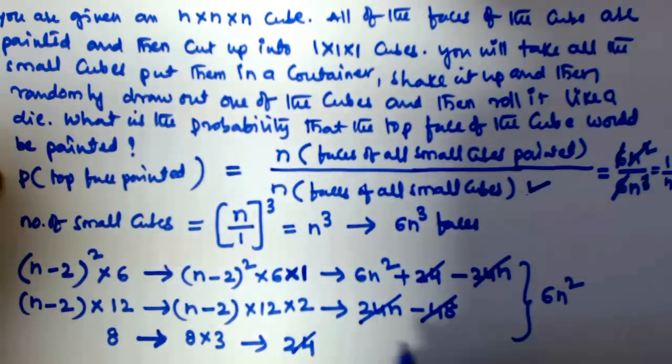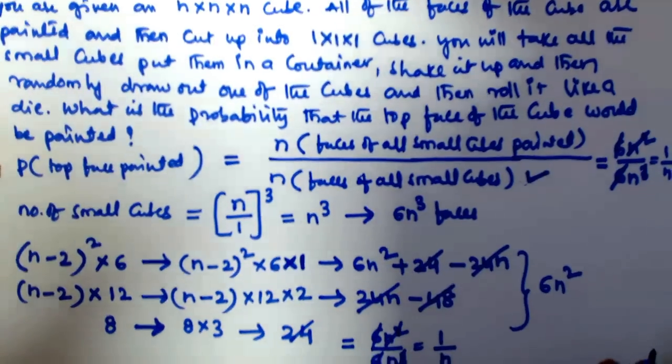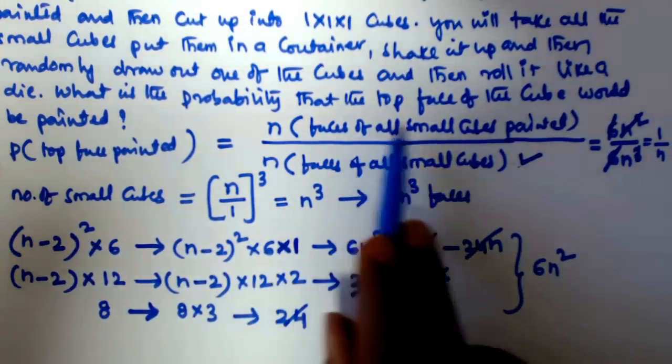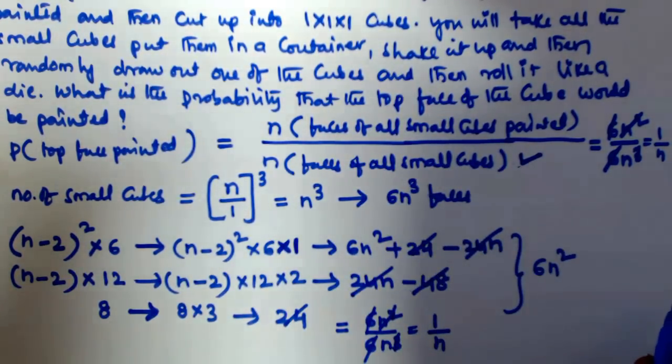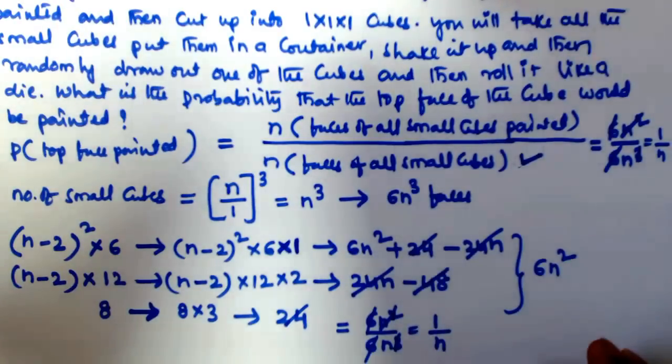So that means 1 by n, we'll write here clearly, that is going to be 6n square by 6n cube, and 6 is cancelled. So this n square is going to be cancelled with this one, so we are left with 1 by n. So this 1 by n will actually give the probability that the top face of the cube is painted. Okay, so I hope you got this one.